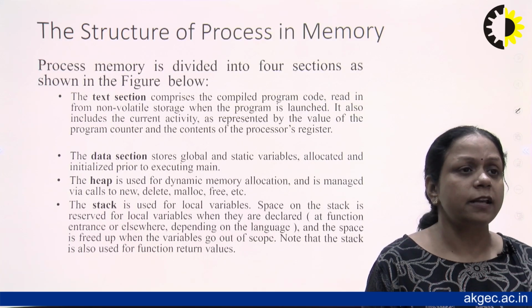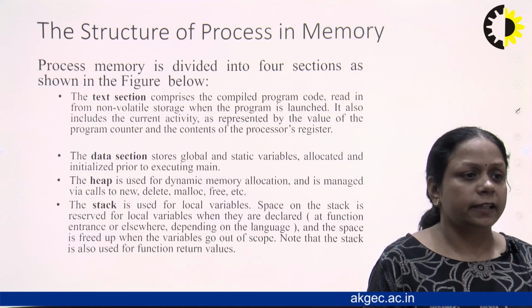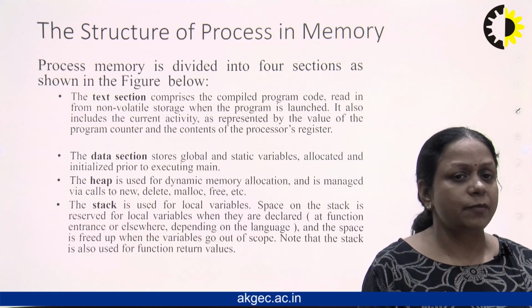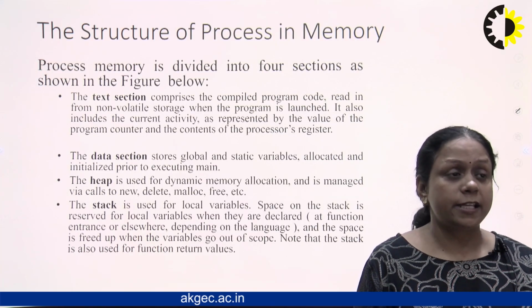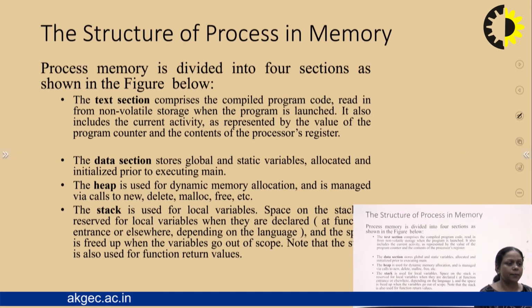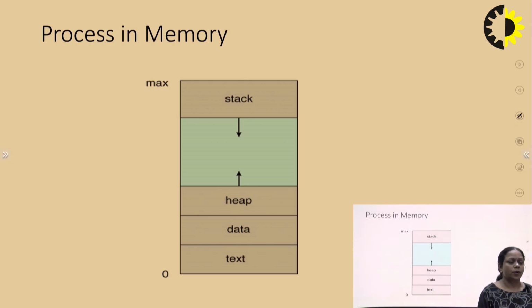So this is another section of the process. We can say that the space is freed up when the variables go out of scope. So the stack can be used when the function is executing, and when the function is completely executed, the stack will be empty. Now you can see this is the diagram for the process. You can see here stack, heap, data and text. These are the main sections of the process. You can say that the process is divided into these four sections.